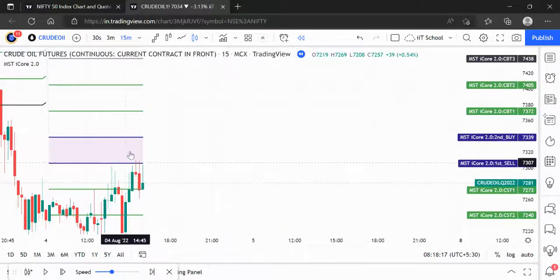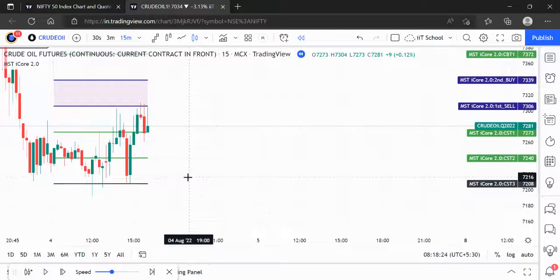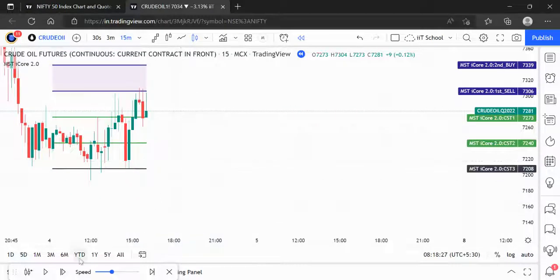If the target is not hit, SL will be hit. If SL is hit, we have to go for the reversal entry, at least with one lot, so that your loss will be recovered on the same day. Now again I am playing.